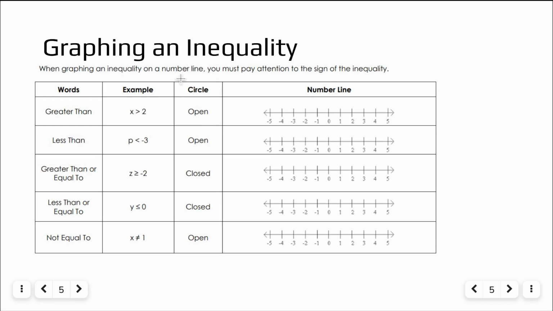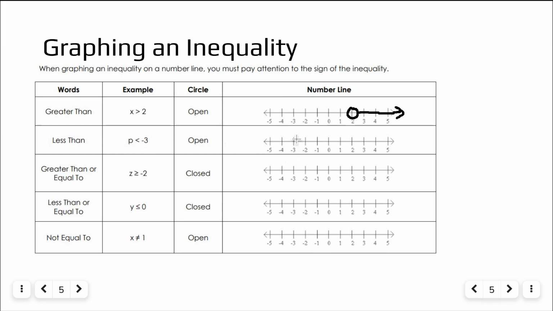Okay, graphing an inequality. Remember, you must pay attention to the inequality sign as to whether or not the circle above that number is open or closed, and then draw your arrow. So this says x is greater than 2. 2 is not included, so 2 gets an open circle, and then I want x is greater than 2, so I draw my arrow to the right.